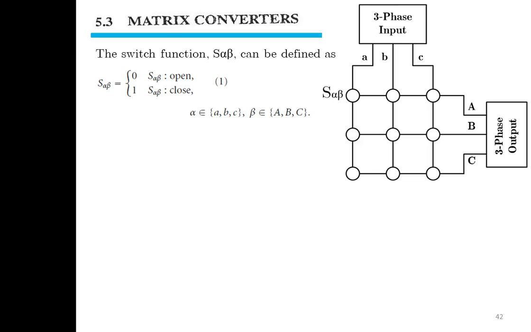Each switch will either be on or off. So we will develop the working principle and the voltage and current signals. We have a restriction that the sum of switch A beta plus switch B beta plus switch C beta must be equal to 1. This is switch A beta. Here is switch B beta, and this is the location of switch C beta.